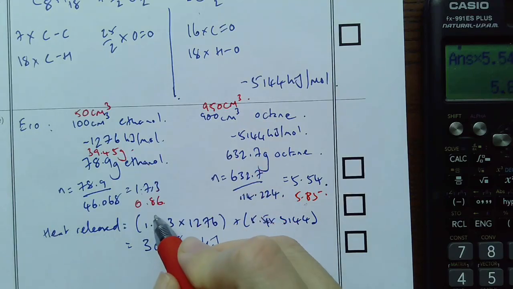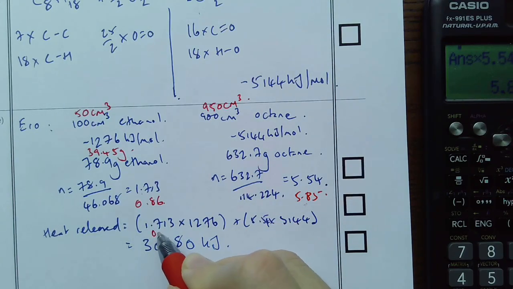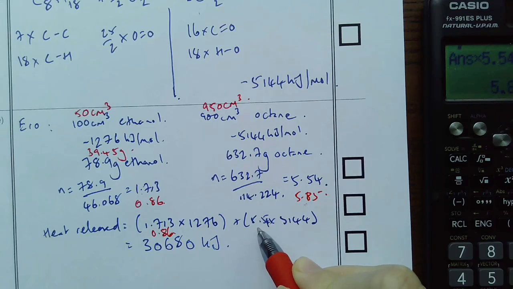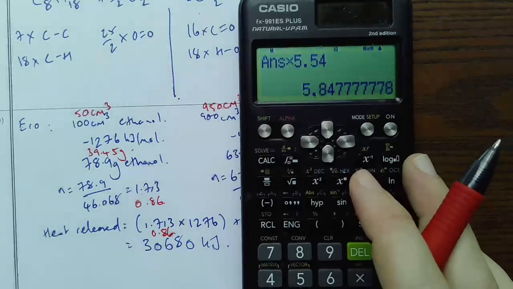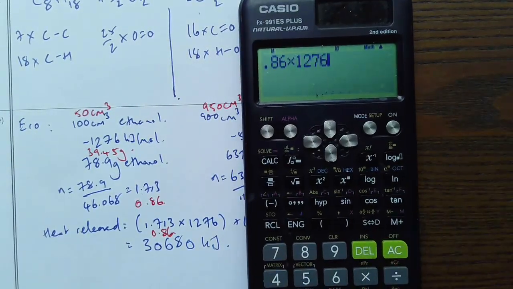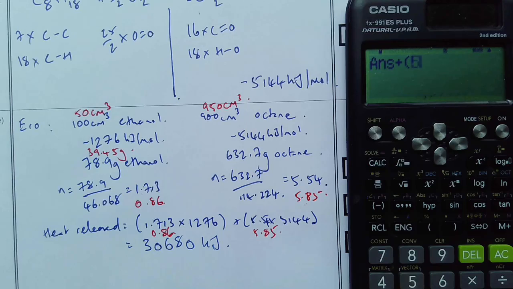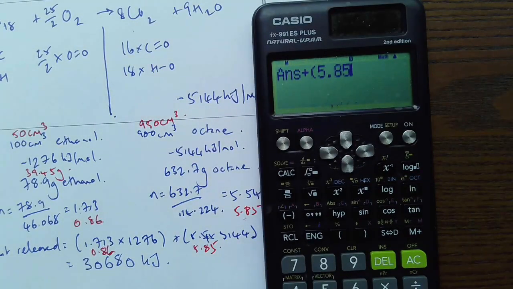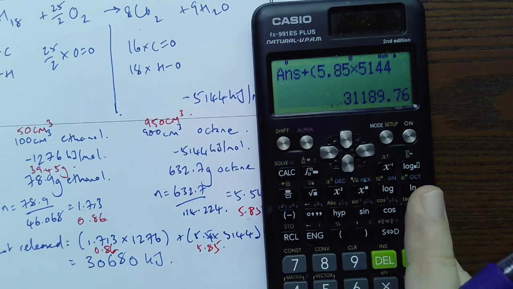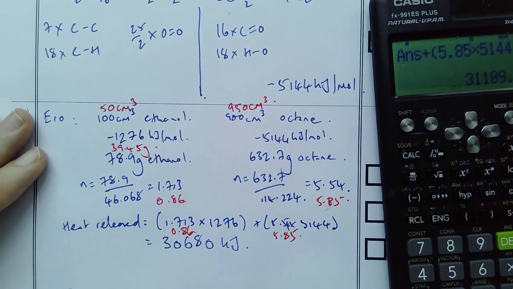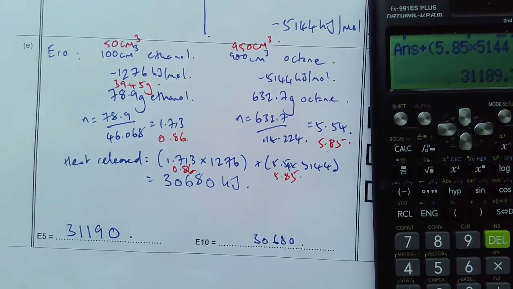Okay, and then you just put those numbers into here. So instead of 1.713, it's 0.86. And instead of 5.54, it's 5.85. And if you work these out individually, then you can just multiply by the ratio. It works either way. Okay, so 0.86 times 1276 plus 5.85 times 5144 gives me 31189. So let's go 31190. Oh, you can't see that.